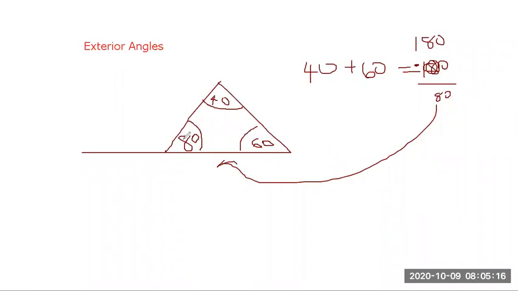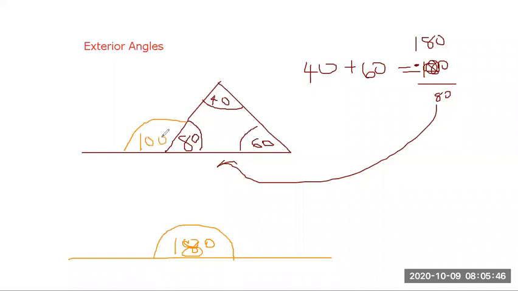Now we need to find what the exterior angle is. And in this case, our exterior angle is that right there. That's our exterior angle. We know that angles on a straight line are equal to 180. All right? So since that's the case, this right here should be 100. Because 100 plus 80 is equal to 180, and that's the entire angle on the straight line.